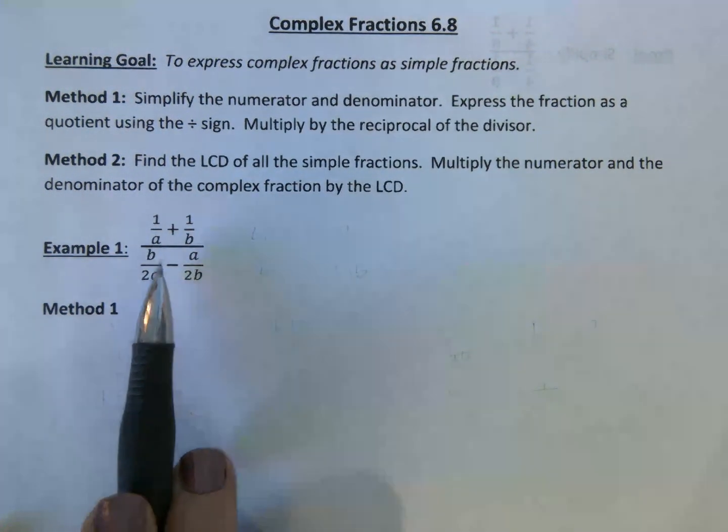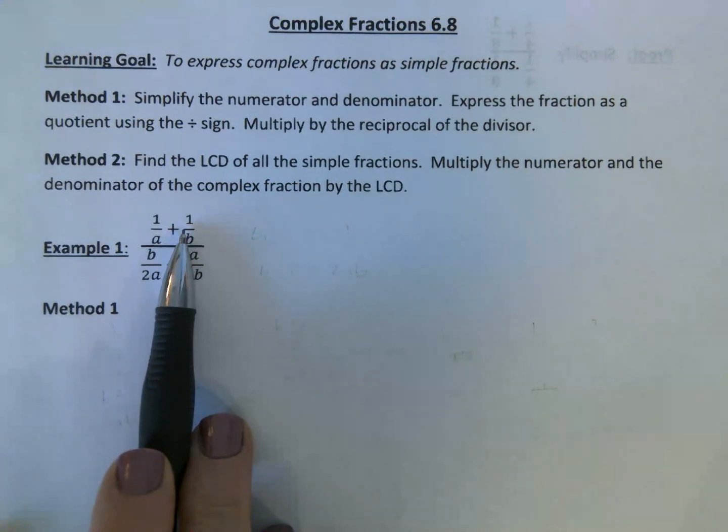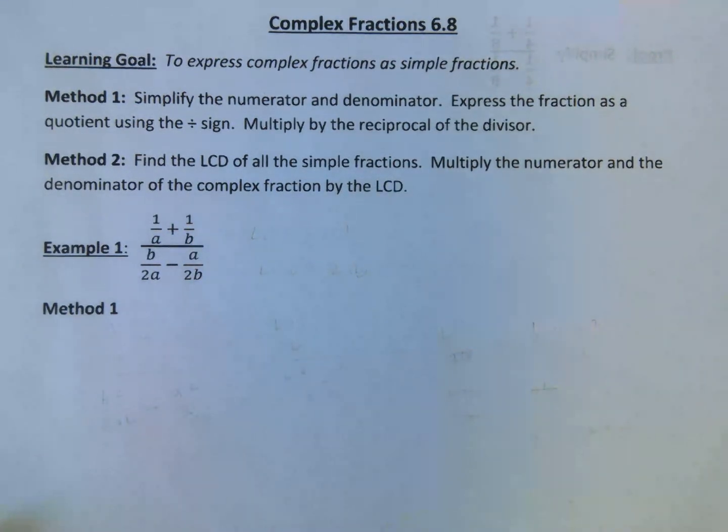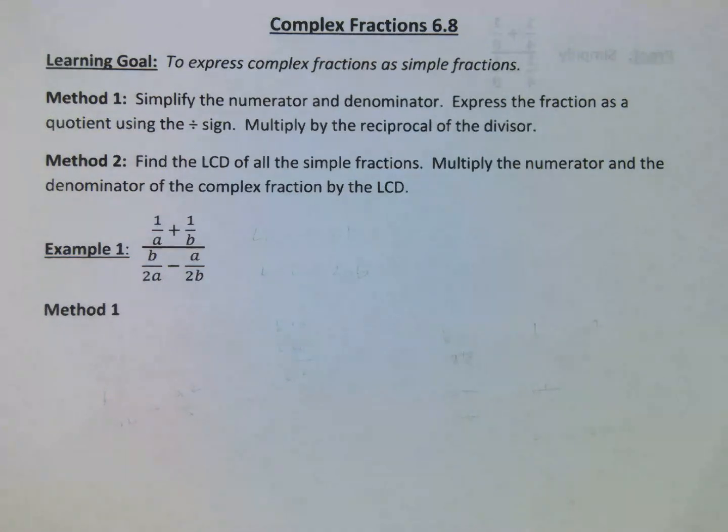So if you look at our example here, we've actually got two different fractions in the numerator and two different fractions in the denominator. And there's two basic methods for solving a complex fraction, and we're going to go over both of them. And they're very, very similar, so they're almost interchangeable. Once you get used to using the two methods, you'll kind of automatically go to one or the other, whichever one seems to work best for you.